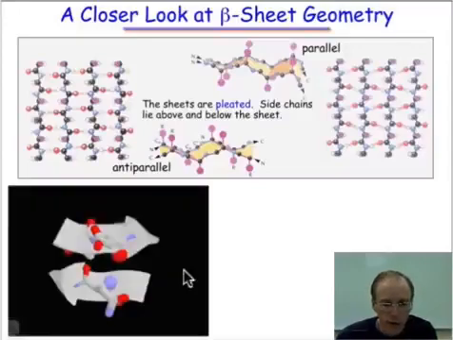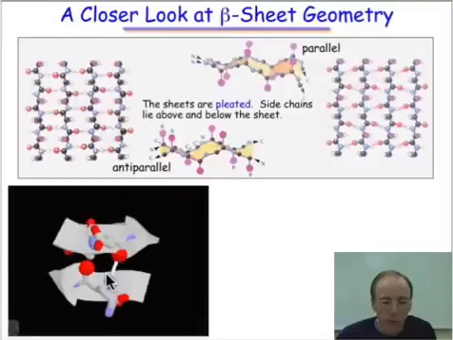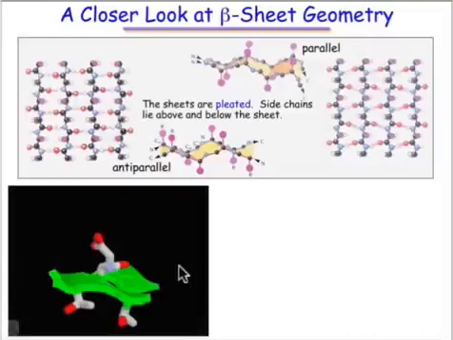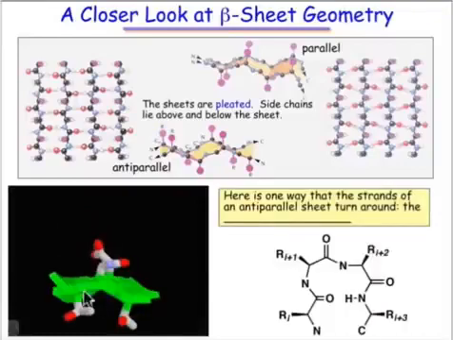Now, here's the three-dimensional structure of it. You can see that the adjacent strands have the hydrogen bonding between them, and if we stop this movie right on its side, you can see the pleat in the sheet, and now you can see that the amino acids on adjacent units are above and below the plane of that sheet.